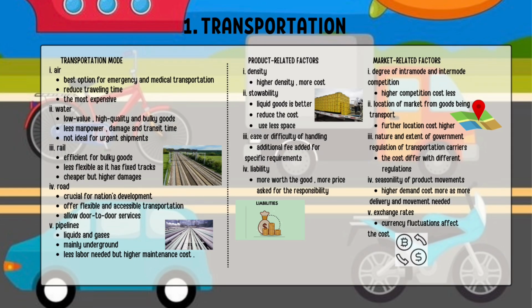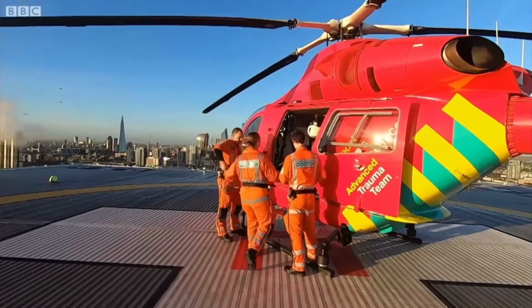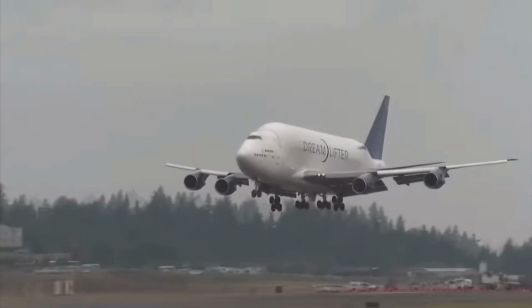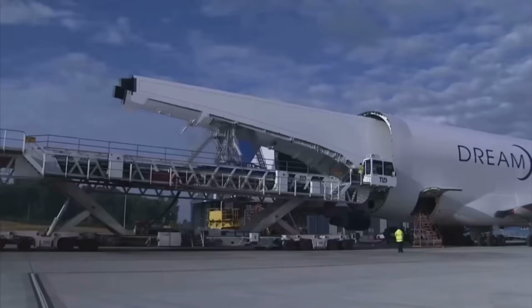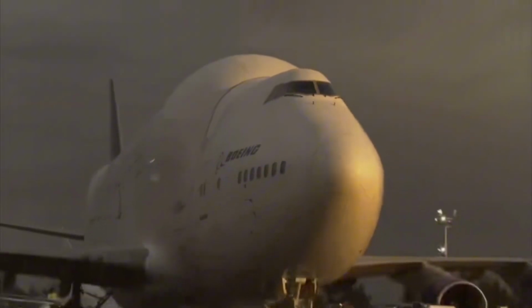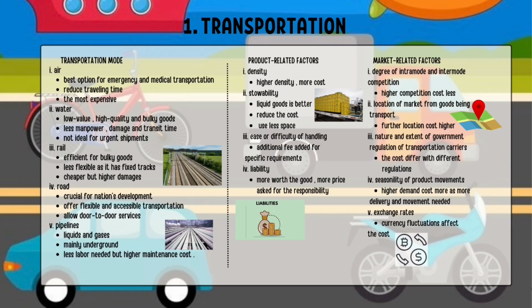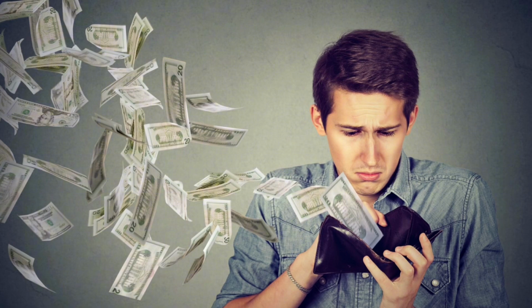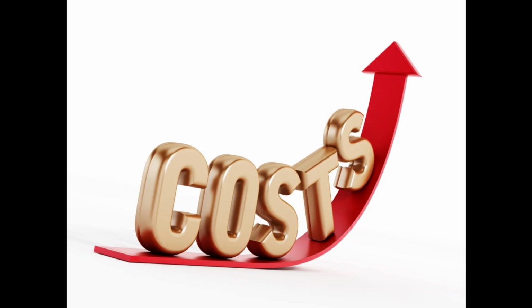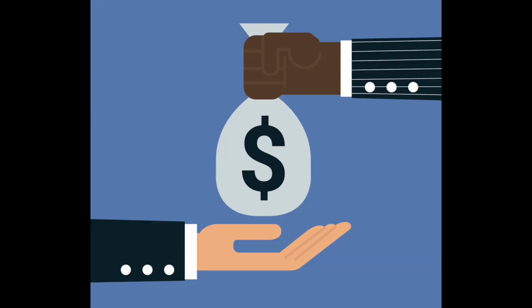There are 5 modes of transportation. Number 1, air. Air is the best option for emergency and medical transportation. Many companies choose air as the shipping method. This is because it reduces the traveling time of the goods movement. However, air mode is the most expensive option as it includes high operating costs, high capital investment, and more.